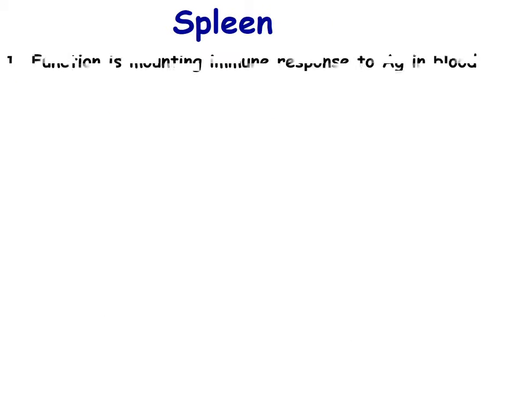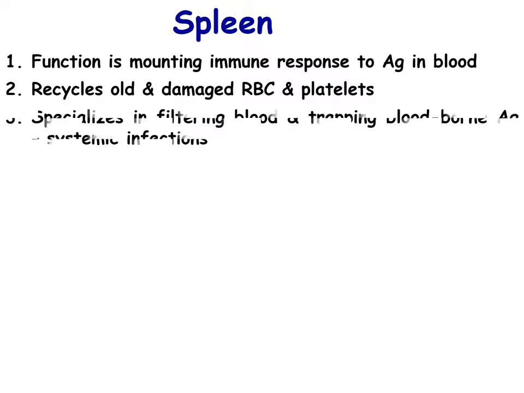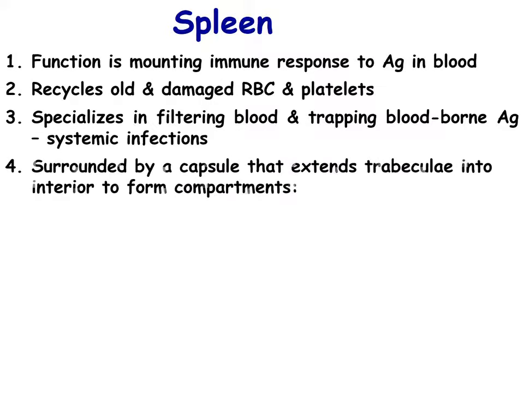Then there's the spleen. Now the spleen's function is to mount an immune response if an antigen, or a pathogen if you will, is in the blood. It also recycles old and damaged red blood cells and platelets and things like that. So it specializes really in filtering blood and trapping any blood-borne antigens, think of pathogens, or systemic infections.